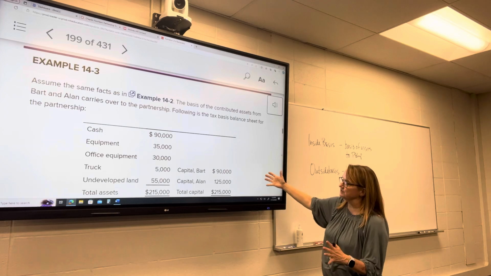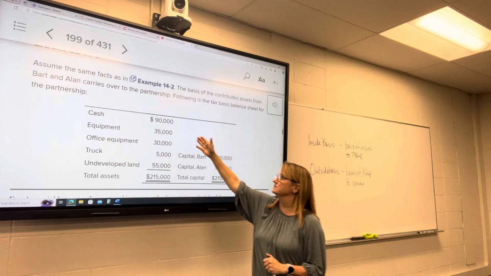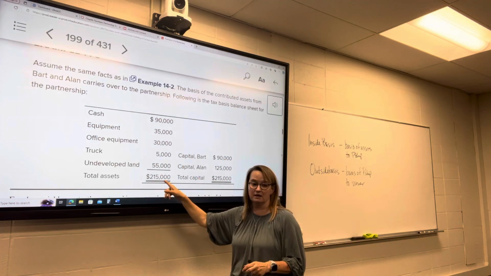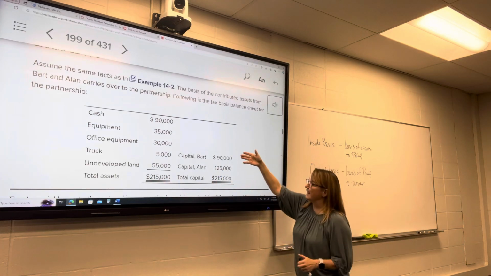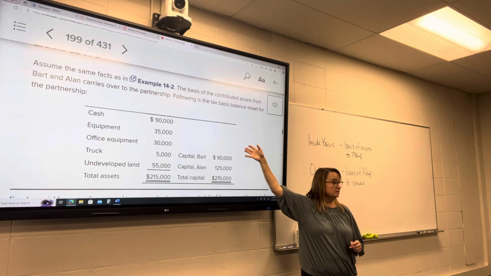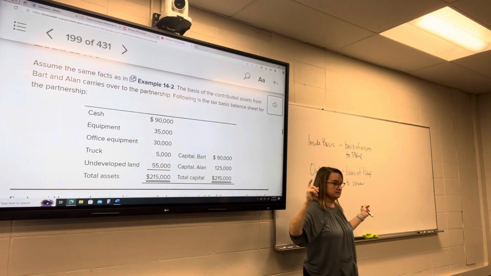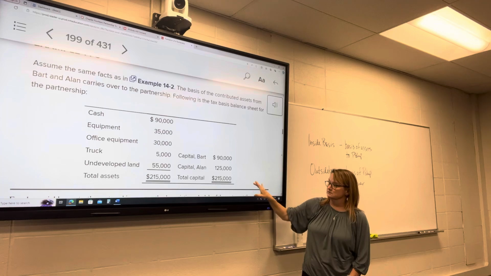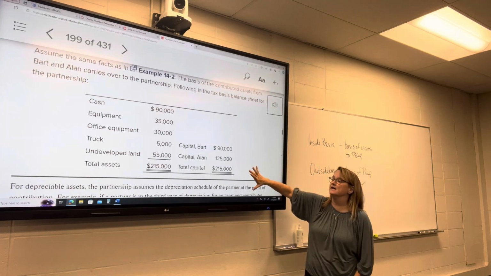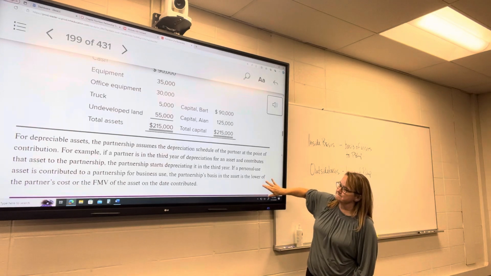So this is what the balance sheet would look like for Bart and Alan. $215,000 are our assets. Our equity, we don't have any liabilities right now, but our equity for each of these partners is their outside basis at this point. So the $90,000 and the $125,000. So that's a very simplified example of a tax basis balance sheet. Okay.